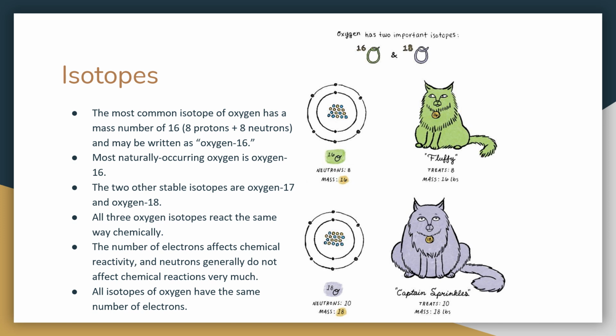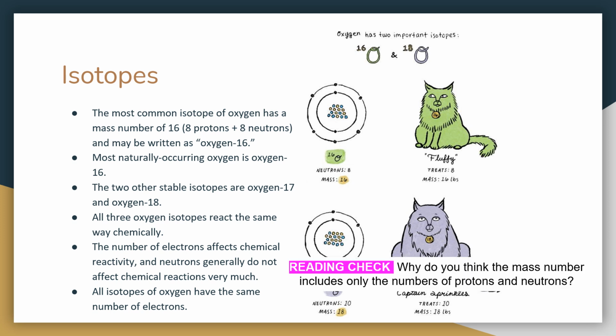All 3 oxygen isotopes react the same way chemically. The number of electrons affects chemical reactivity, and neutrons generally do not affect chemical reactions very much. So all isotopes of oxygen have the same number of electrons. So our reading check: Why do you think the mass number includes only the number of protons and neutrons? And our answer is that the mass of the electrons is too small to affect the overall mass.